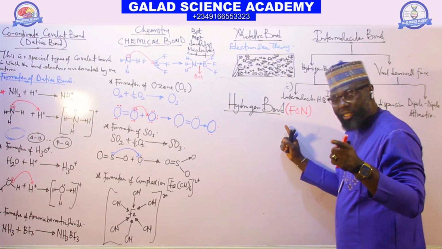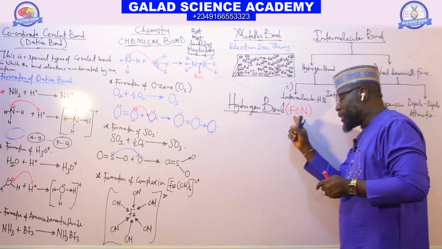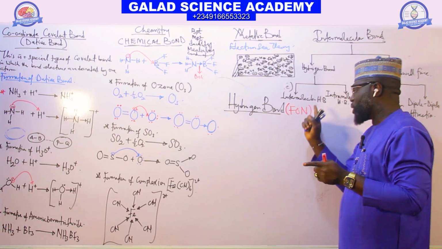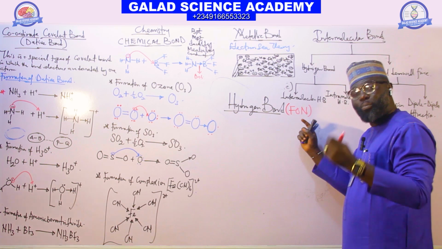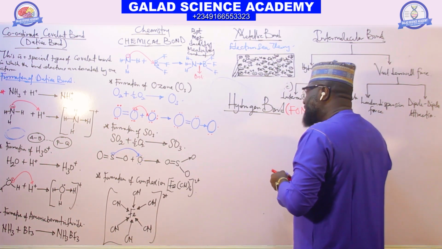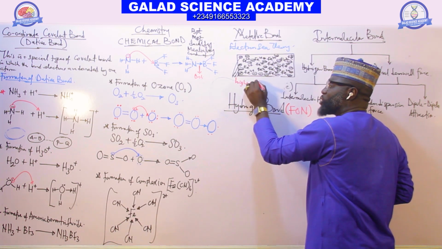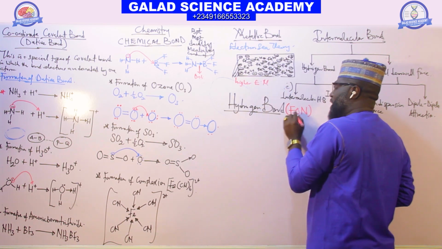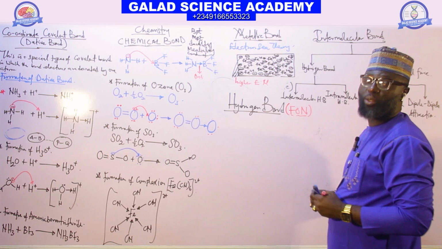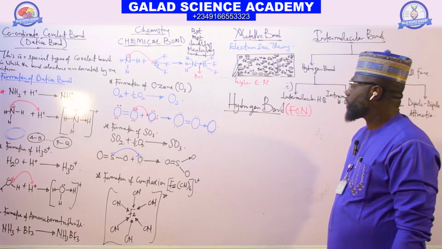Hydrogen bond is a bond that exists between hydrogen and fluorine, or hydrogen and oxygen, or hydrogen and nitrogen. It is a bond that occurs between hydrogen and an element of higher electronegativity, which is fluorine, oxygen, and nitrogen. The bond is called hydrogen bond. Are we?